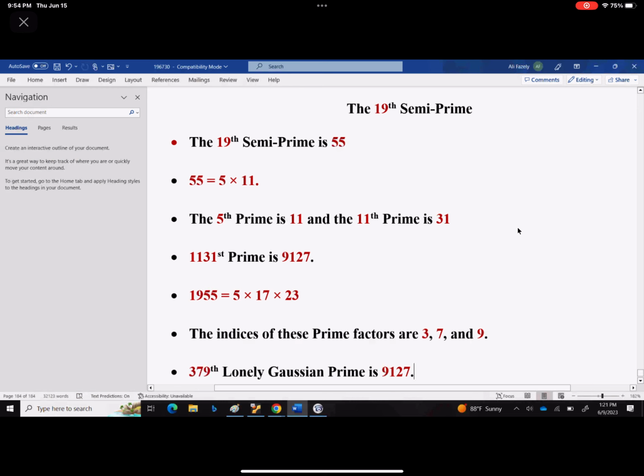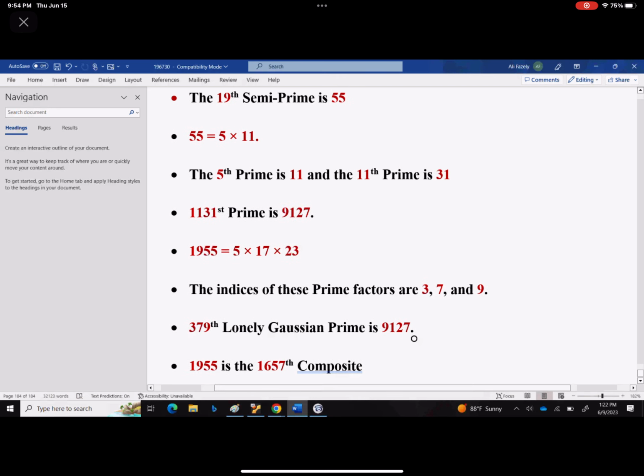Okay, let's look at this beautiful design that God has here with numbers, and how He keeps emphasizing 9, 1, 2, 7. The 19th semi-prime is 55, and semi-prime means that it can be factored into 2 primes. So 55 is 5 times 11. The 5th prime is 11, and the 11th prime is 31. So we're back to 1131, and the 1131st prime is 9127.